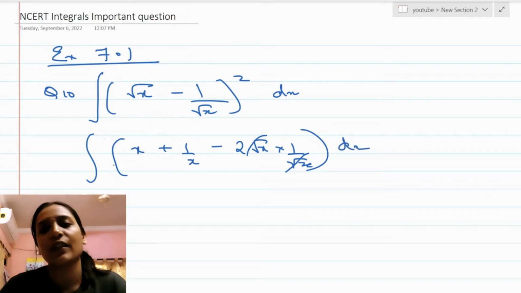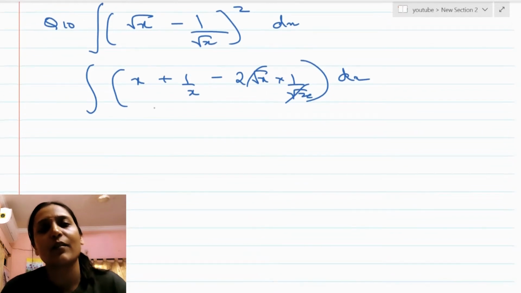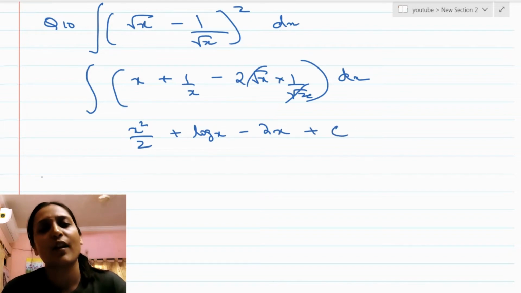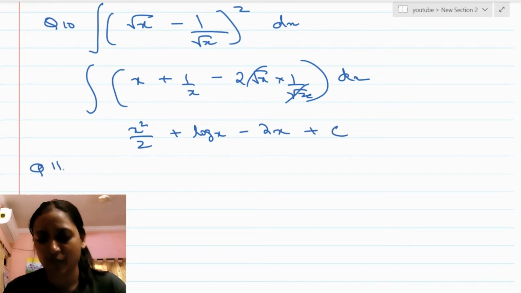Now we know that integral of x to the power n is x to the power n plus 1 by n plus 1. So x's integral would be x square by 2, and 1 by x's integral should be log x, minus 2's integral would be 2x, plus c. So this is your answer. Let's do the next question.